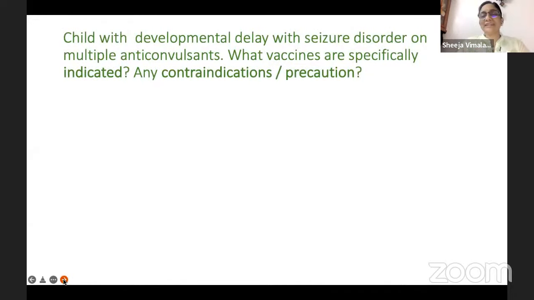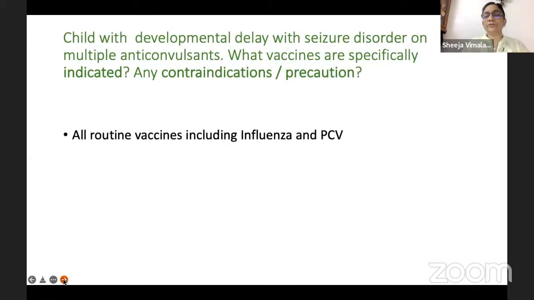Now coming to another exam case. Most of the time you get a neurological case for the exam. A child with developmental delay with seizure disorder on multiple anticonvulsants: what vaccines are specifically indicated for this child? Any contraindication or precaution? You should know all routine vaccines should be given. Specifically, influenza and PCV should be given because these children cannot handle their secretions, so their respiratory infections are very high. So all routine vaccinations, including influenza and PCV.